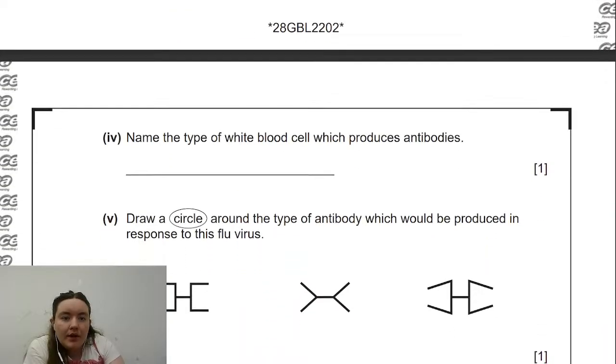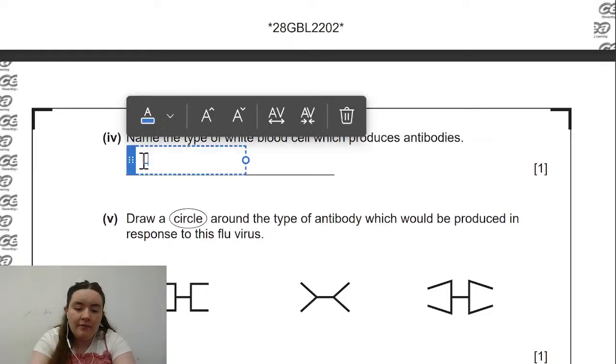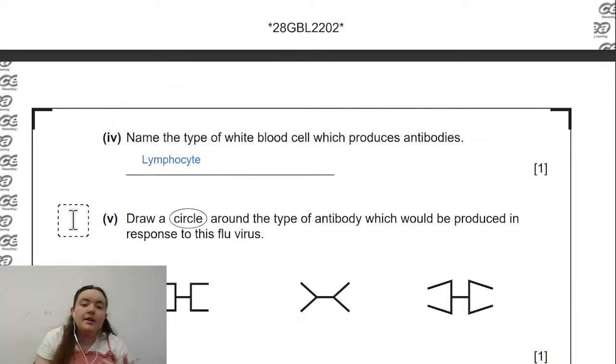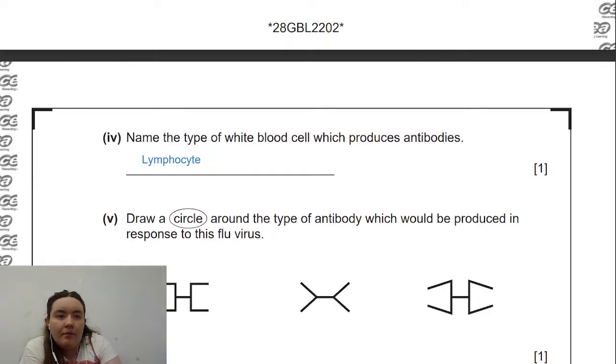So name the type of white blood cell that produces antibodies. So that is a lymphocyte. Lymphocyte. Have to try and remember how to spell it. So lymphocytes are so called because they're produced in the lymph. That's kind of it. So if I move over then to the draw button.